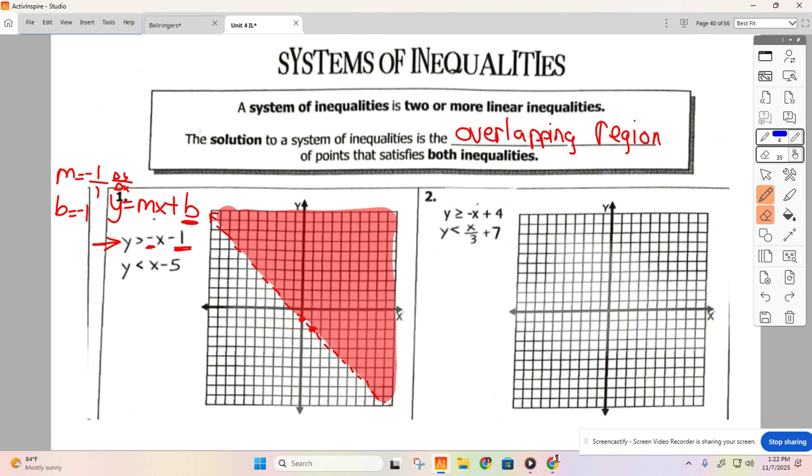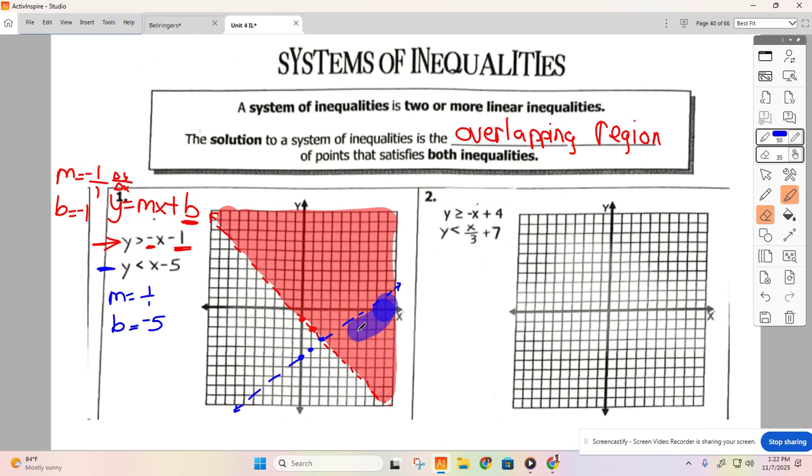The second linear inequality is this one here. My m is my slope. There's no number written in front, so I know it's a 1. My y-intercept is at negative 5. I go down to the negative 5. My slope is 1 over 1, so I rise 1, run 1. Again, it is a dashed line. It is a less than, which means I'm going to shade below.